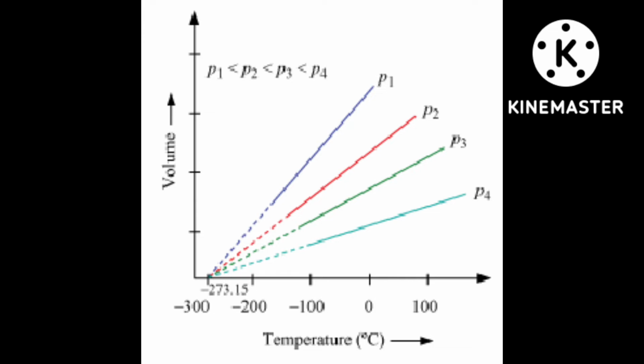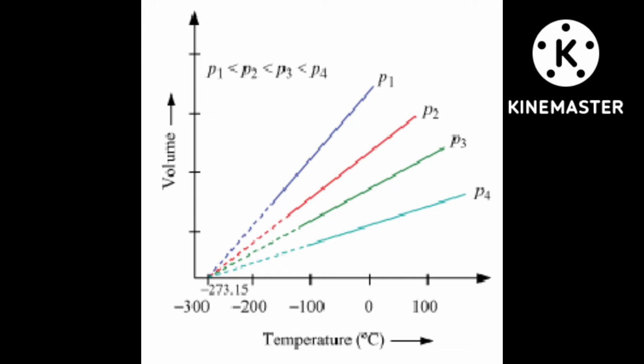Then V upon T is a constant, okay? That is equal to K. Means V upon T is equal to K. Then V is equal to K into T. You can write V is equal to K into T. Now this is the equality sign form.